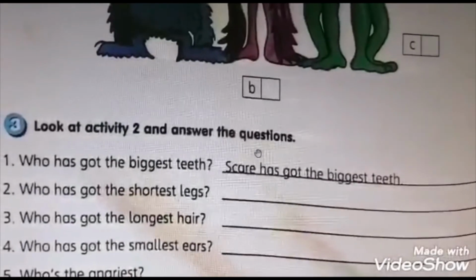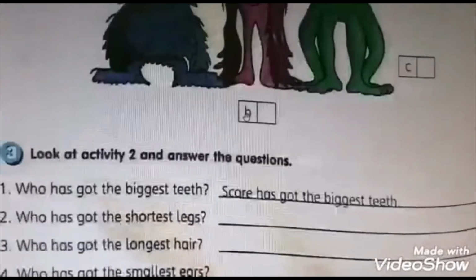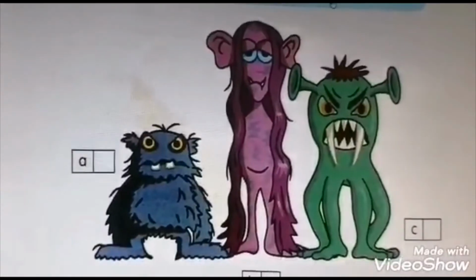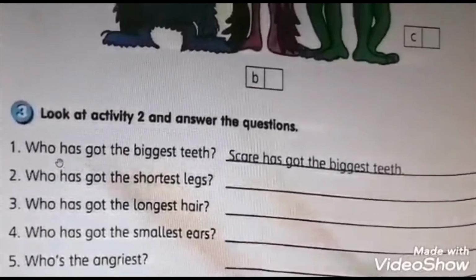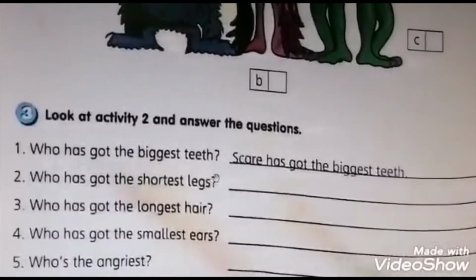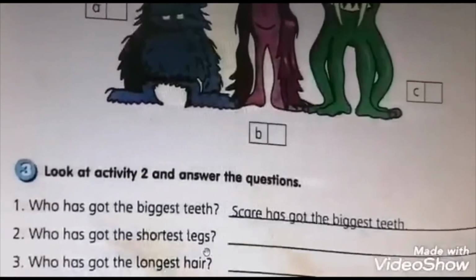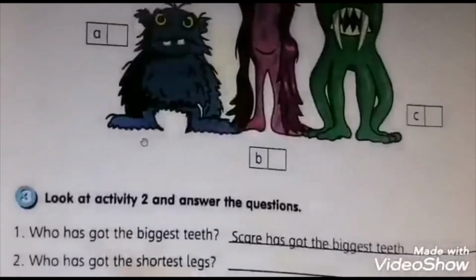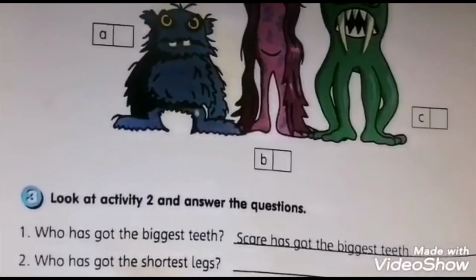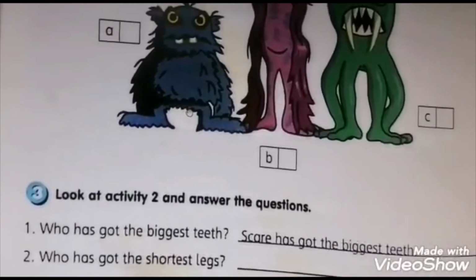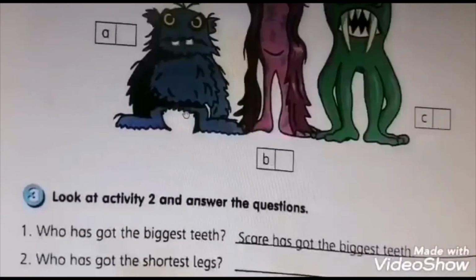Now look at activity 3 and answer the questions. Now we know who is Horrid, who is Scare, and who is Freak. So we have to look at activity 2 and answer the questions. Number 1 is done for you. Who has got the biggest teeth? Who has got the shortest legs? We can see. So who has got the shortest legs? Yes, Freak has got the shortest legs.